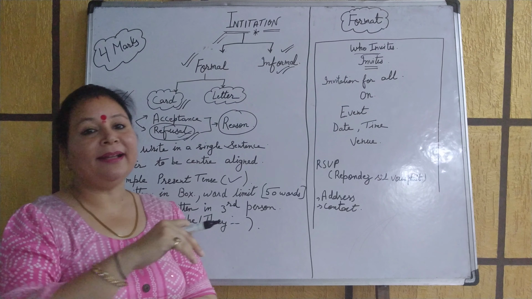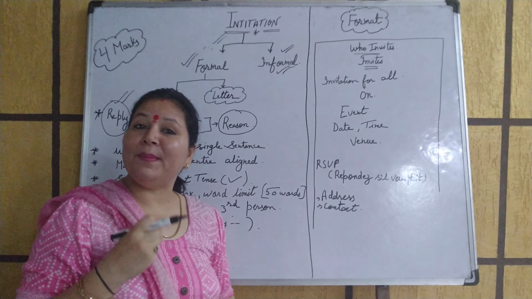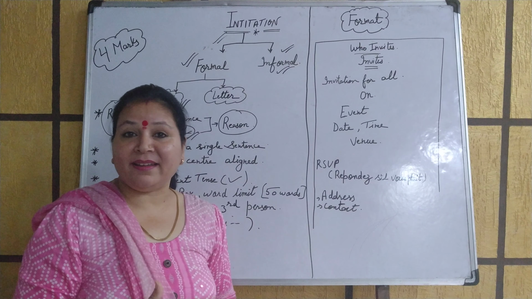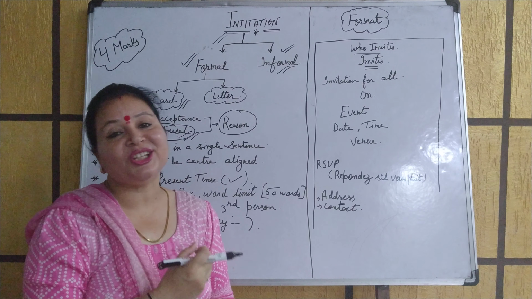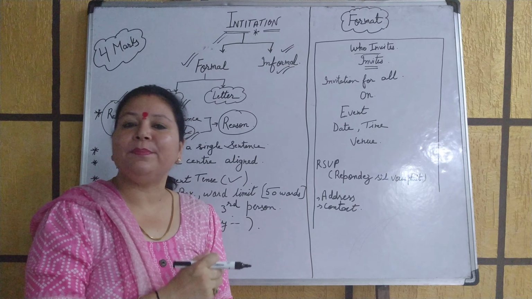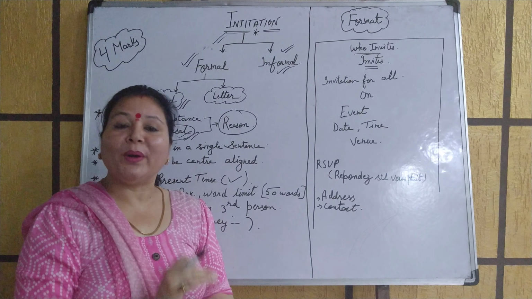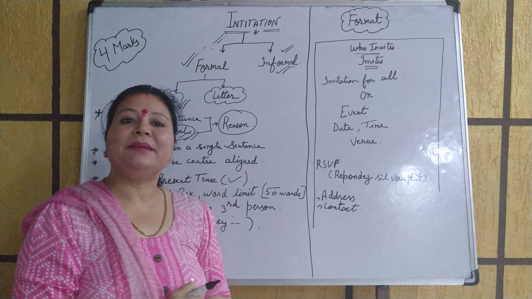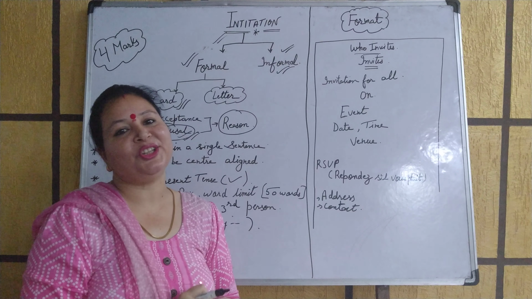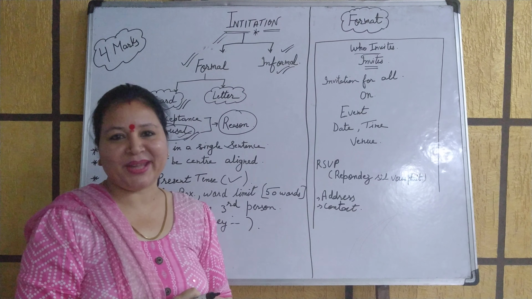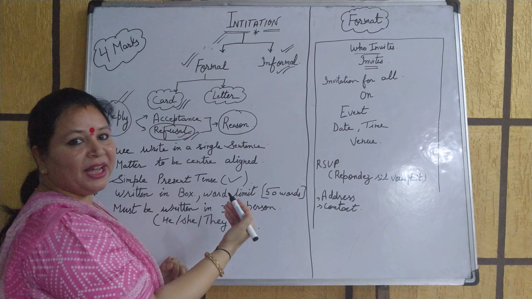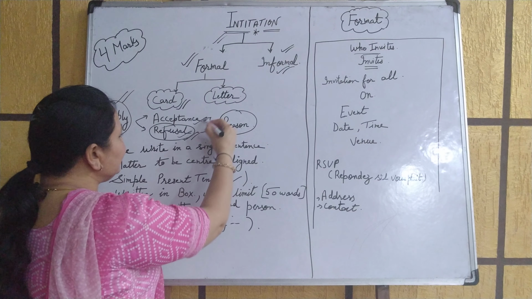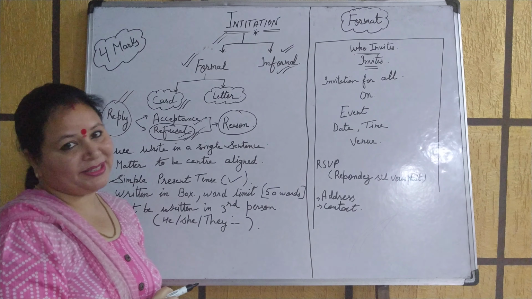So how will you write it? You will say that I was very willing to be part of that function, but due to some personal and official reason, I would not be able to come there. So what are you going to say over there? That my best wishes are with your school staff members. Okay? So this is how we do formal invitations. So you will write the acceptance and the refusal also.